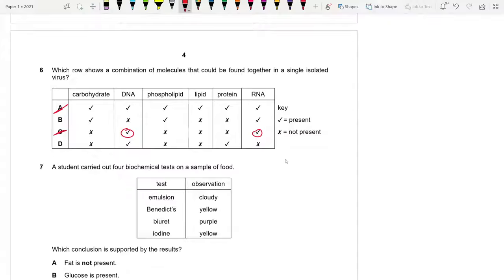Now remember, out of the biomolecules, a virus has protein coats, right? So it should be D. This is wrong because it shows that the virus does not contain protein.